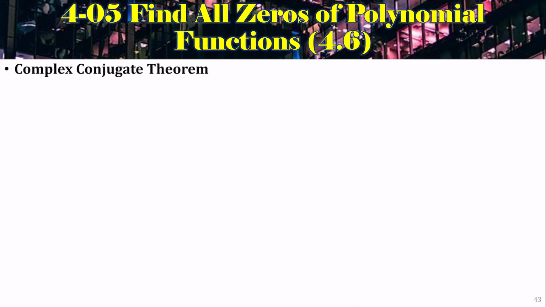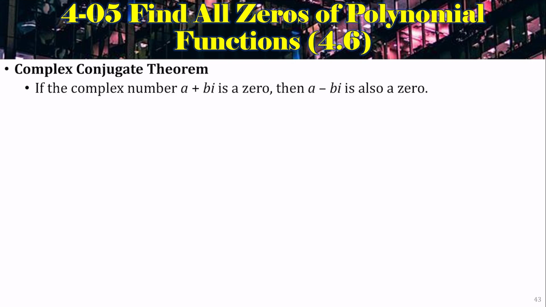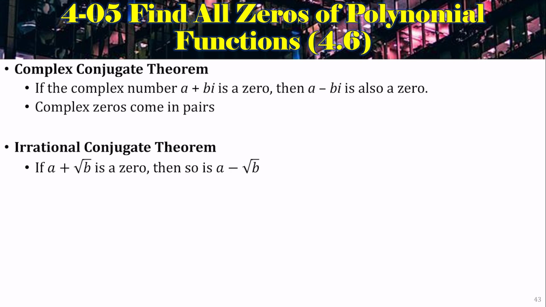One more theorem, the complex conjugate theorem. If the complex number a plus bi is a zero, then a minus bi is also a zero. So in other words, imaginary zeros come in pairs. The same is true for irrational zeros, which means with square roots. They also come in pairs. If a plus the square root of b is a zero, then so is a minus the square root of b.